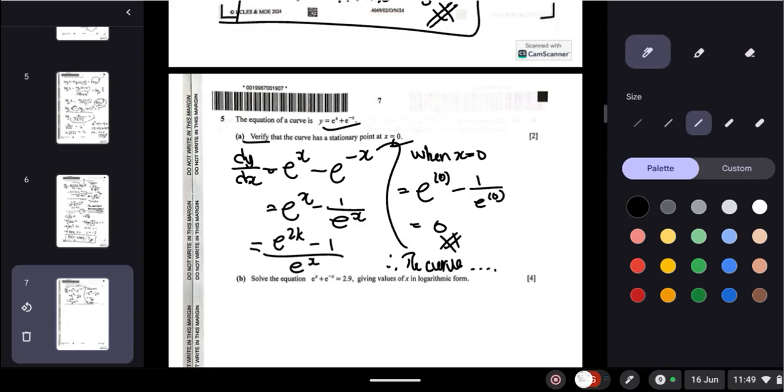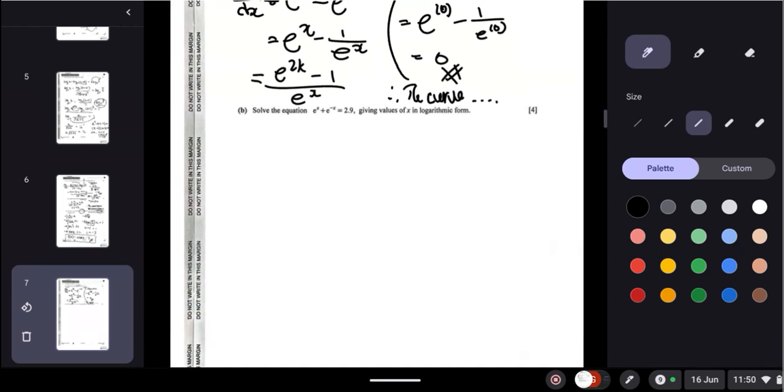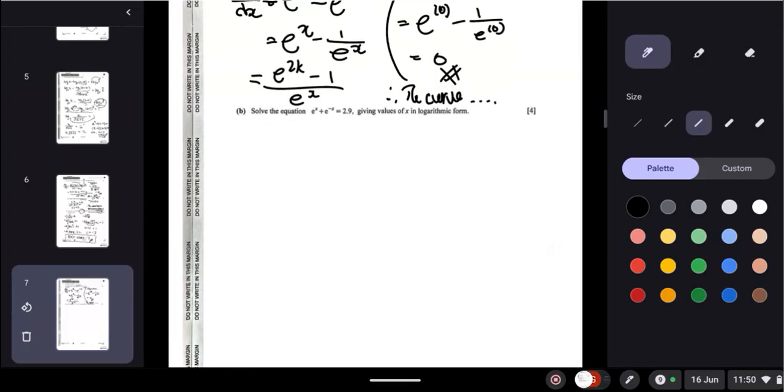So this is the question that a lot of people missed out. They got the differentiated version, but they didn't know what this x equals 0 was. You just sub in x equals 0 to get the answer and verify it.